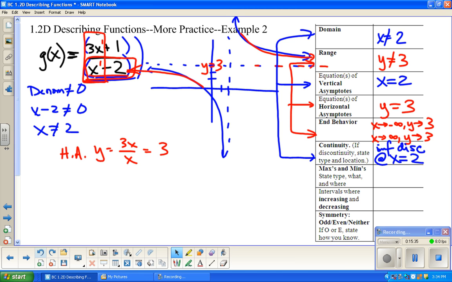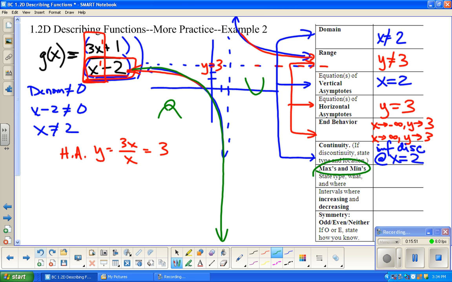Okay, all right, next up, maximums and minimums. Where is the spot where this graph goes up and then comes back down? I see as I'm coming along, this is going down, way down to infinity, but I don't see any spots where there's a high point or a low point. I see it's getting lower, but it's not going back up. Okay? There are no maximums or minimums for this.